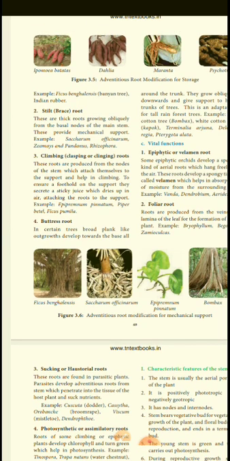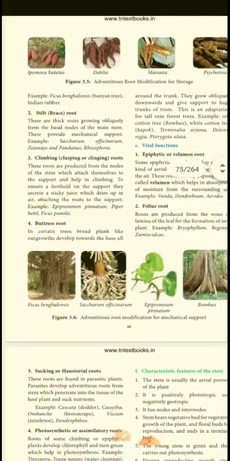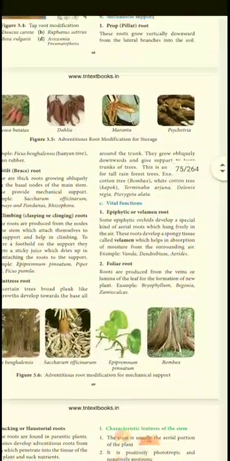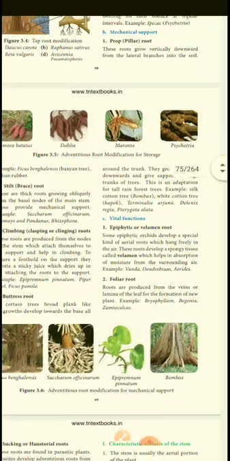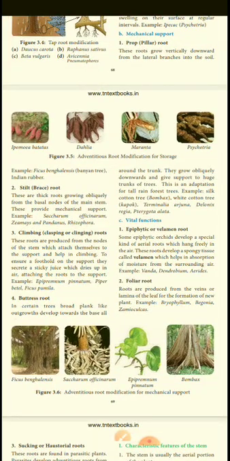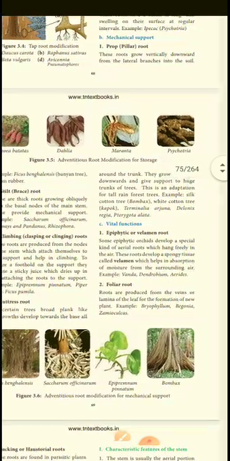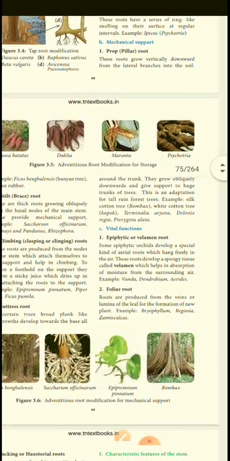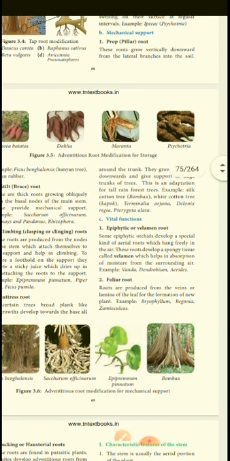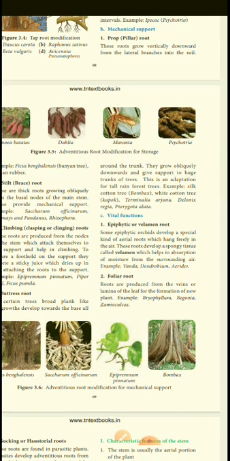Next, buttress roots. These roots develop from the base of the trunk or around the trunk. They grow obliquely downward and give support to the huge trunk of trees. This is an adaptation for tall rainforest trees. Examples: silk cotton, white cotton tree, Terminalia arjuna, Delonix regia.